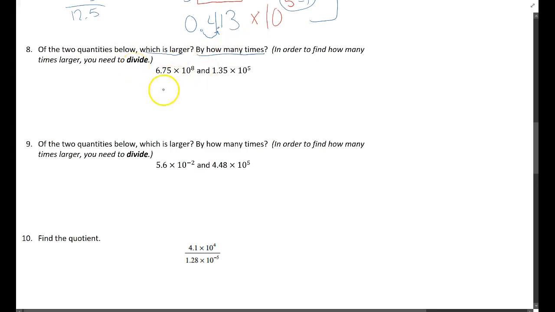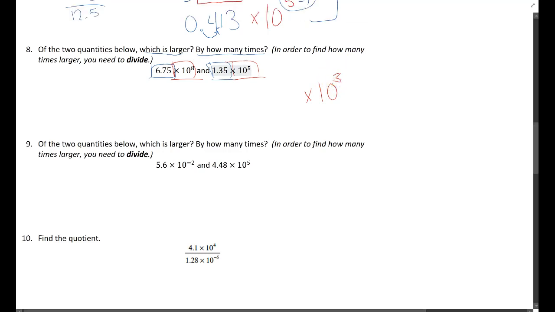So if I want to find out by how many times, I divide. And again, I'm going to divide each piece individually. So let's start with the 10s because they're easy. That's 10 to the 8. I'm dividing, so I subtract. So 8 minus 5 gives me 3.